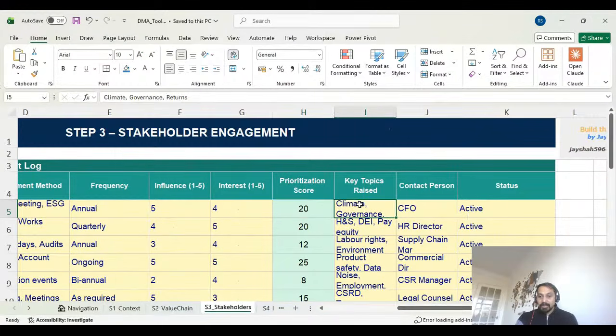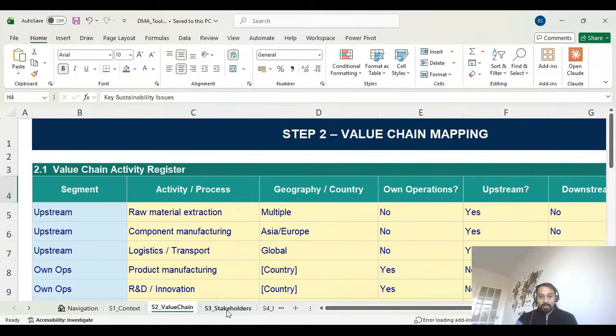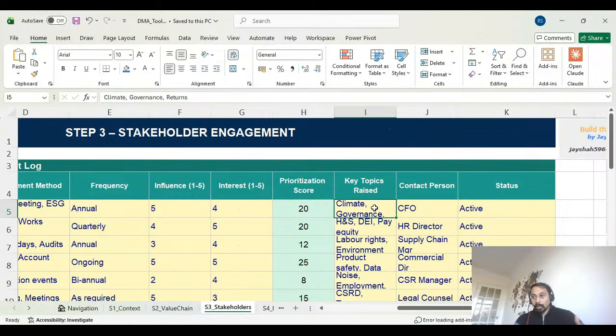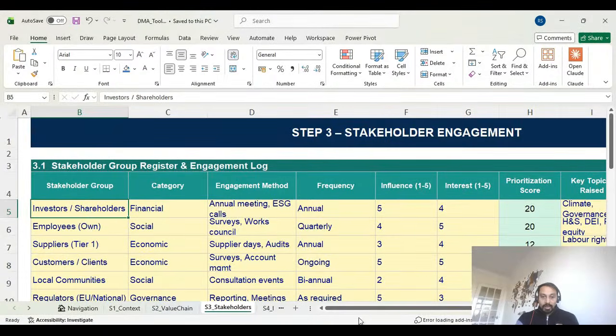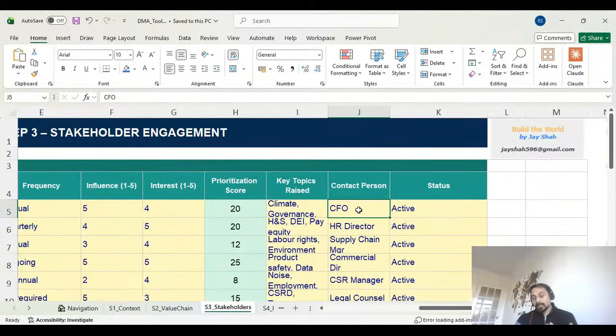Then key topics raised, which you already mentioned here in the value chain, and you can ask about the particular key topics so that you can understand those things better. Contact person for the whole stakeholder engagement: since it's investors and shareholders, you can ask the CFO, the chief financial officer, whether these key topics are important for them or not, and the status is active. So this is the way you can do all of this.